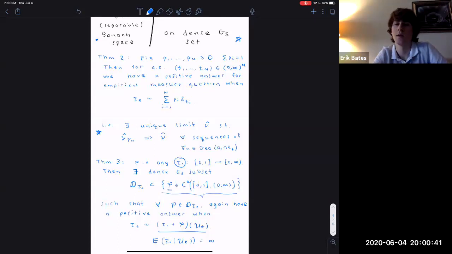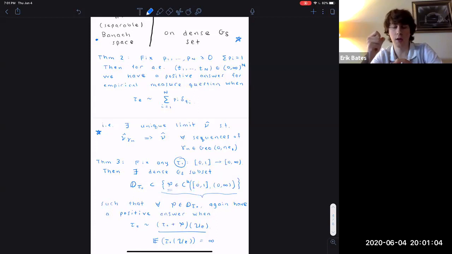What I mean is that you consider the Banach space of k times continuously differentiable real valued functions on the unit interval. So that is a Banach space. And then restrict yourself to the subset of that Banach space where the functions have to be positive valued. Then that's the subset that appears here on the right. And I'm asserting the existence of a dense G delta subset of that subset.